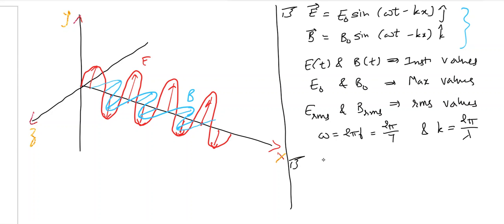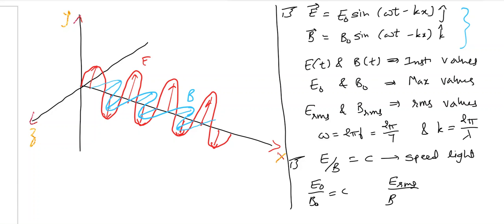The second property says that there is a relation between electric field and magnetic field, which can be given as E by B is equal to c. What is c? c is the speed of light, velocity of light in vacuum. And this is true for E0 by B0, and it is also true for E_RMS by B_RMS. Let me label this as the first property, and this one is the second property. Let us go to the third one.